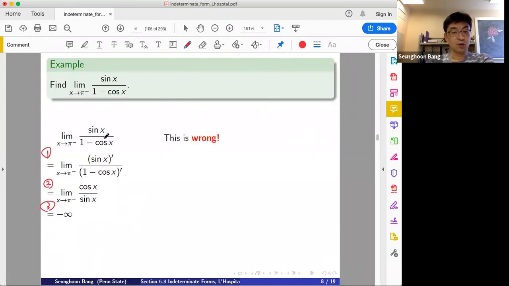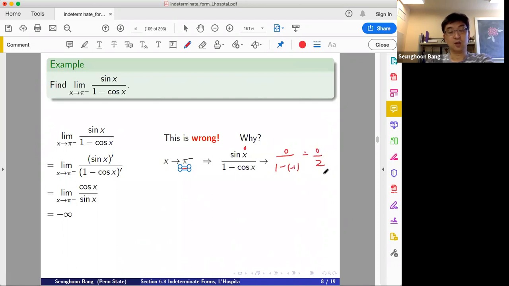You can plug x equals pi from the left into sine x and cosine x. You can plug pi into here: the top is only 0, and cosine x is -1. So we have 0 over 2. What does it mean? Don't use L'Hopital's rule. When do you use it? Only for 0 over 0 or infinity over infinity. The 0 over non-zero number, don't use it. This is wrong.